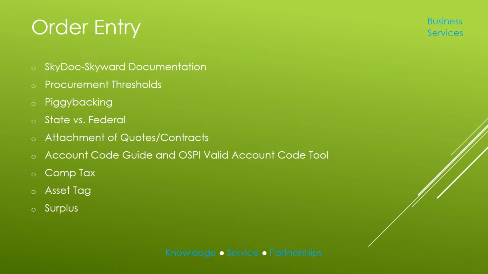Another good reference to keep handy when entering a purchase order is the account code guide. The current guide can be found on our Business Services Employee Resources webpage along with OSPI's valid account code tool. If you don't have access to an account code in Skyward, please use the tool to determine if the code is valid. If it is valid, contact Alina Holmquist, Accounting Supervisor, and she will add the account code into the chart of accounts.